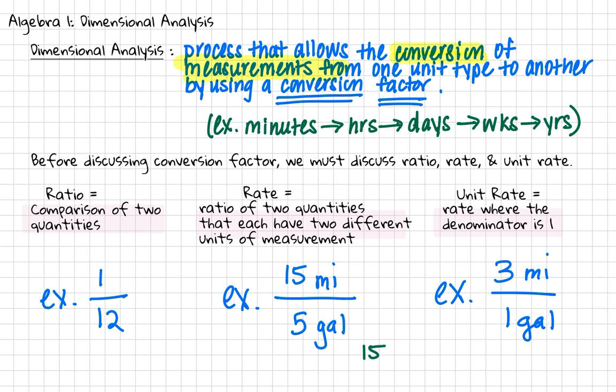So we had 15 miles over 5 gallons, and I have 3 miles over 1 gallon. What did I do? I divided both by 5. 5 divided by 5 is 1. 15 divided by 5 is 3. I write this down to show that any rate can be turned into a unit rate.